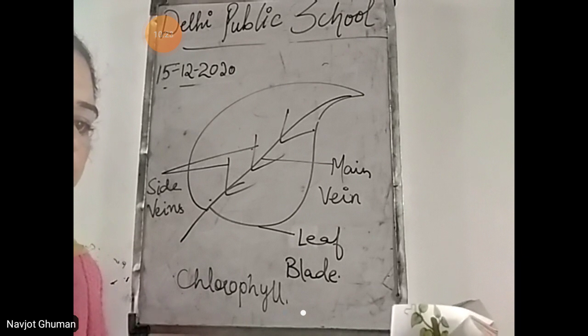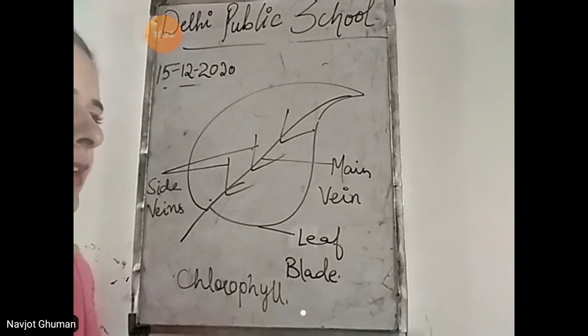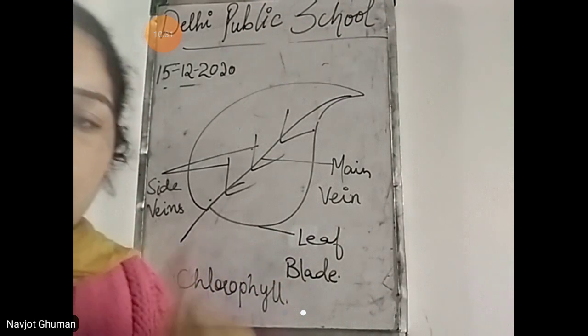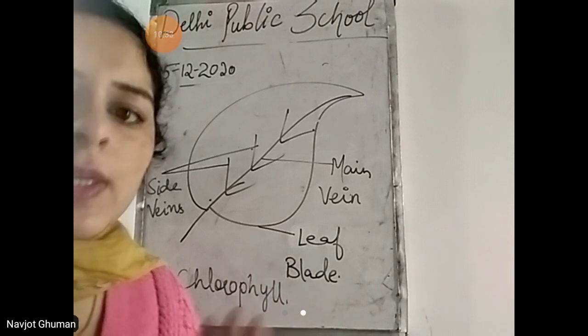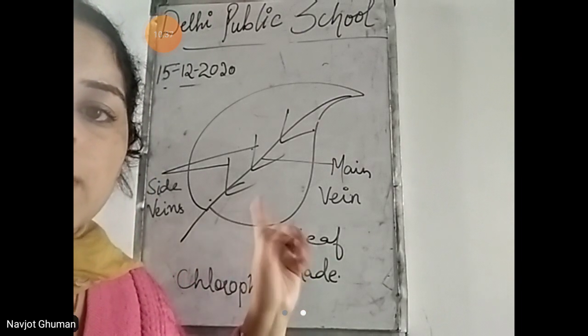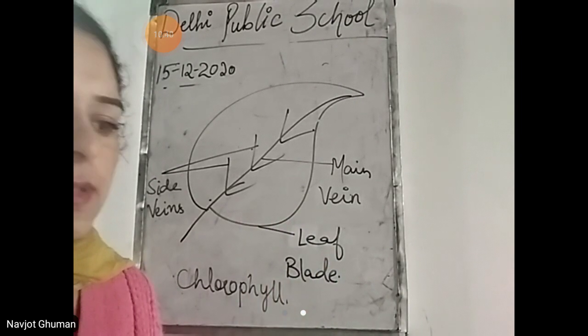Leaves prepare food for the plant in the presence of air, water and sunlight. Leaves give out a gas called oxygen that is essential for us. We take in oxygen, we are breathing, we are taking in oxygen. So from where is it coming? It is coming from the leaves. Leaves से ही आती है वो oxygen.